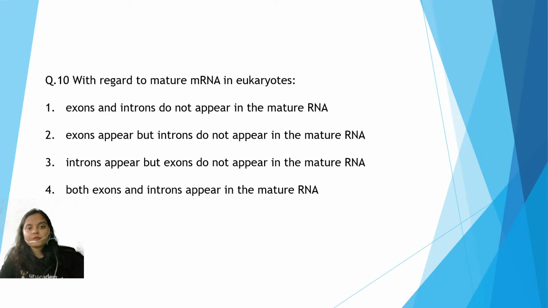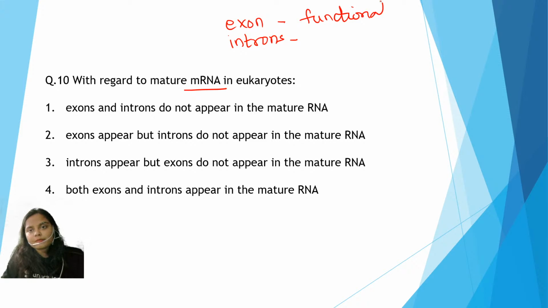Question number 10. With regard to mature mRNA in eukaryotes: exons and introns do not appear in the mature RNA; exons appear but introns do not appear in the mature RNA; introns appear but exons do not appear in the mature RNA; both exons and introns appear in the mature RNA. First of all, you need to know what exons and introns are. After knowing this information, the question becomes really easy. Exon is the functional part, and introns are the non-functional part.